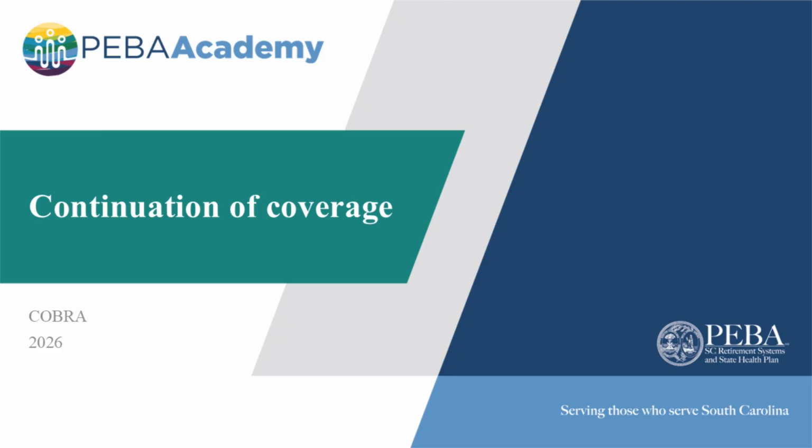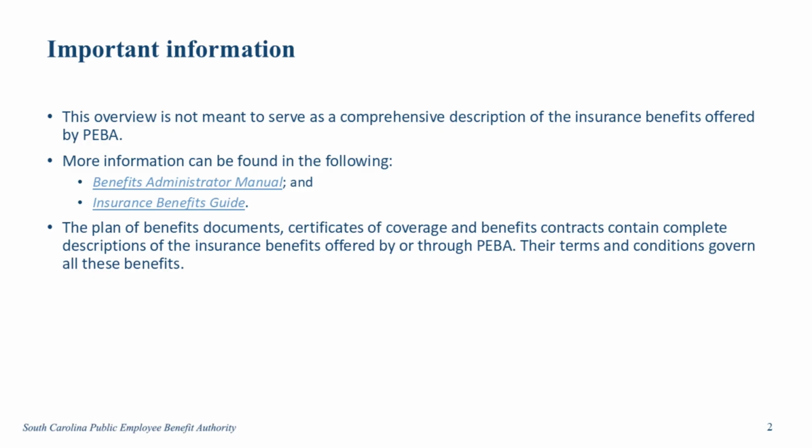We will begin by defining COBRA continuation of coverage. This presentation is an overview. It is not meant to be a comprehensive description of the benefits offered by the South Carolina Public Employee Benefit Authority. The plan of benefits documents, certificates of coverages, and benefits contracts contain complete descriptions of the benefits offered by or through PEBA. Their terms and conditions govern these benefits. For more information on each benefit, see the Benefits Administrator Manual, as well as the Member-Facing Insurance Benefits Guide.